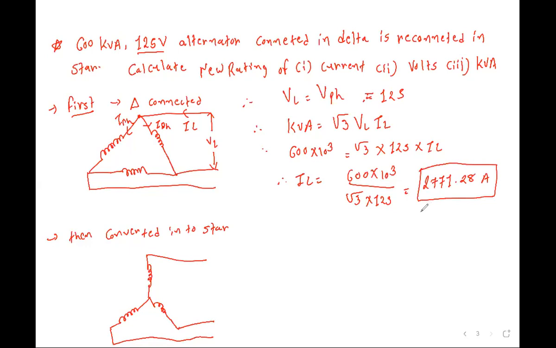Now, what should be my phase current for this? What is the relation between line current and phase current in a delta connection? See, this thing now you have to remember.